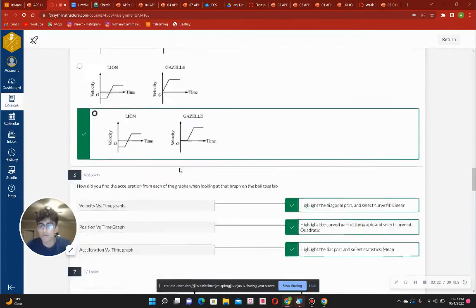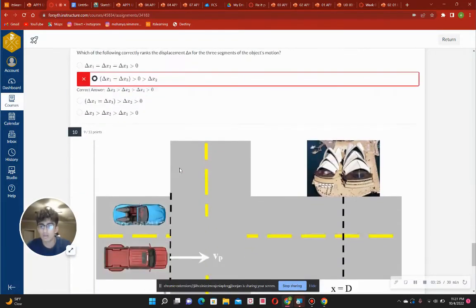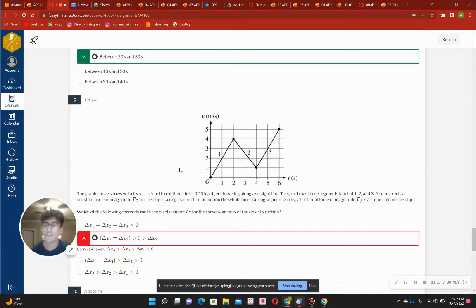Okay, the next question that I missed was this question over here. So a graph is given, and pretty much you're just supposed to rank the displacements from greatest to least. And the reason I chose this answer was simply because, again, a similar mistake. I didn't really recognize it was a velocity versus time graph.